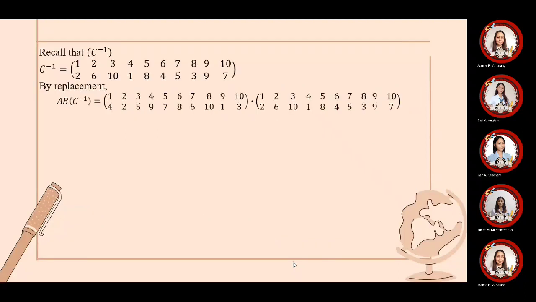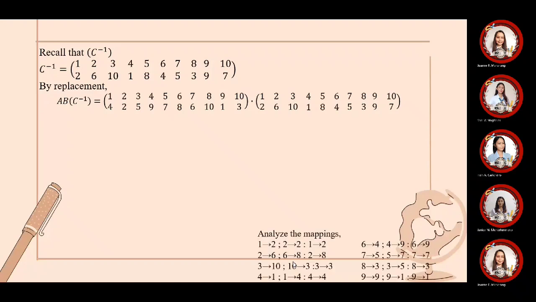So recall that our inverse of C is 1 maps to 2, 2 maps to 6, 3 maps to 10, 4 maps to 1, 5 maps to 8, 6 maps to 4, 7 maps to 5, 8 maps to 3, 9 maps to 9, and 10 maps to 7.